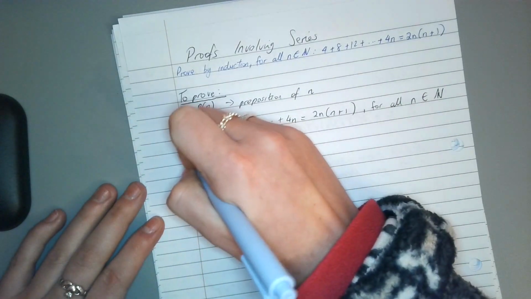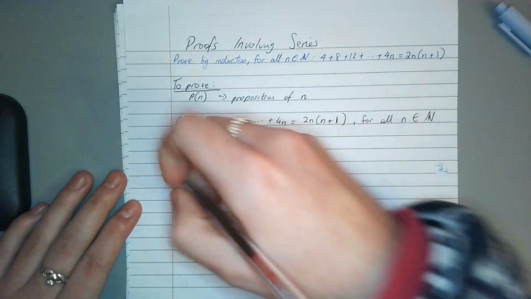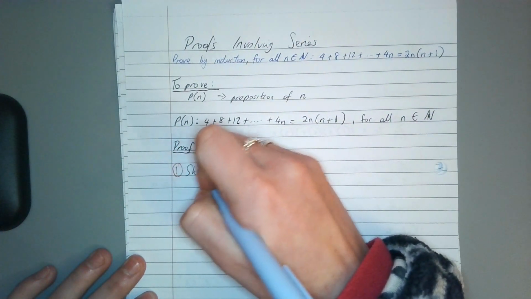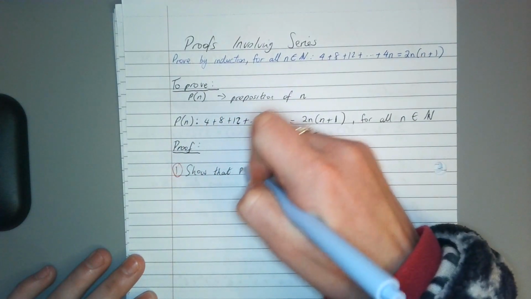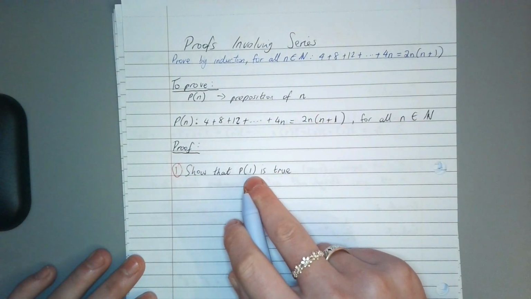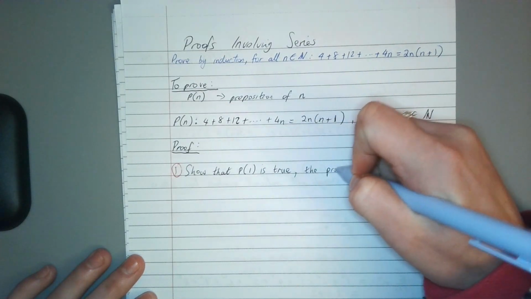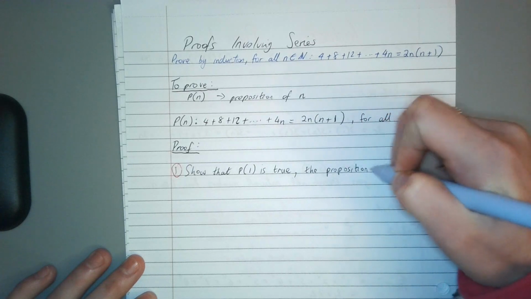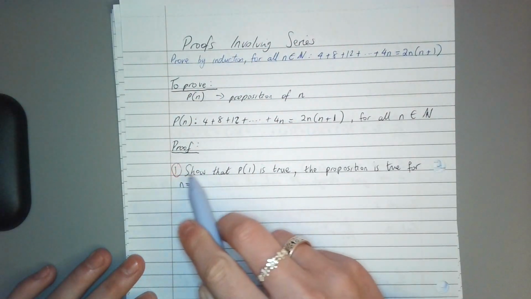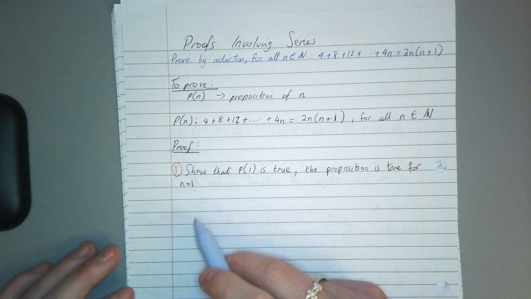So our proof then is that we'll go with step 1, and what we're going to do is show that the proposition when n is 1 is true. We could write it as: the proposition is true for n equals 1. Okay, so you can write it this way, or you can say the proposition is true for n is 1. If you want to write both, that's fine, but one or the other is fine.